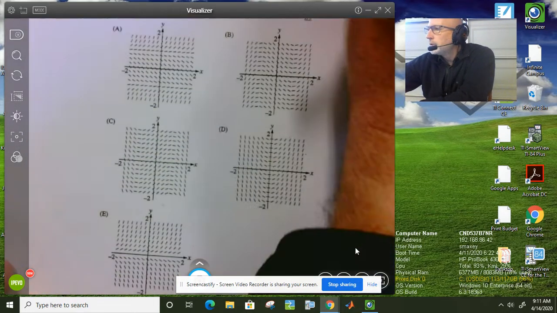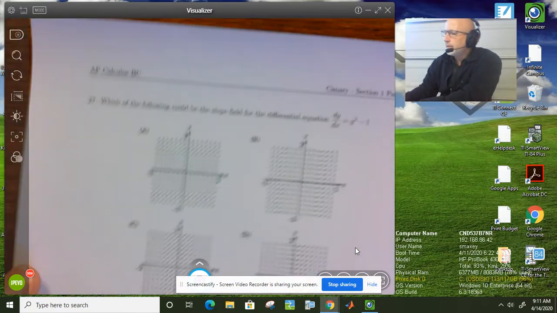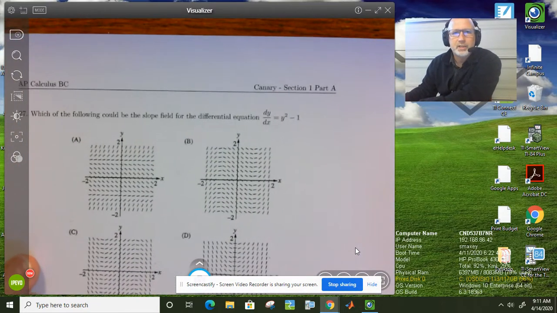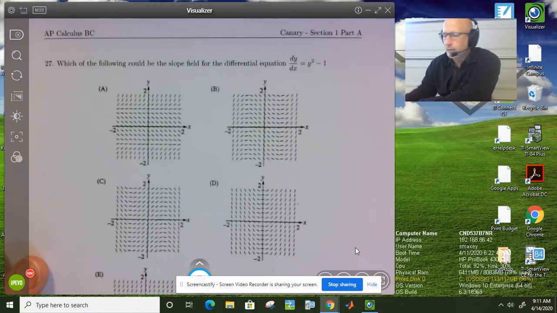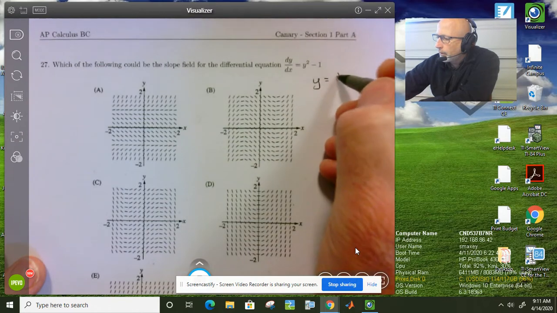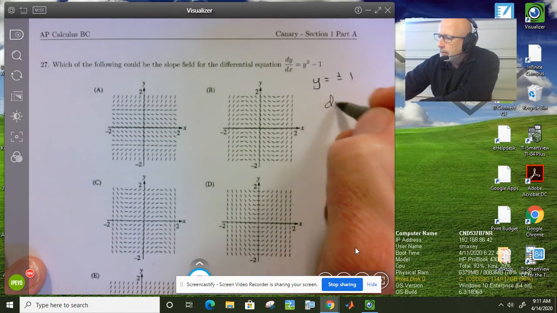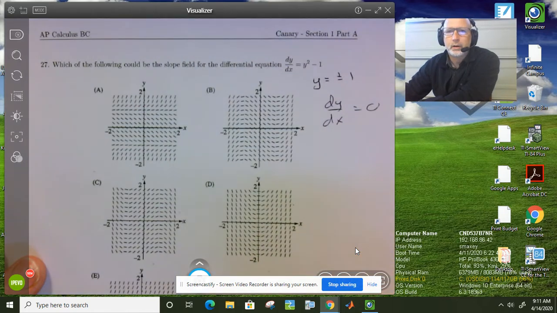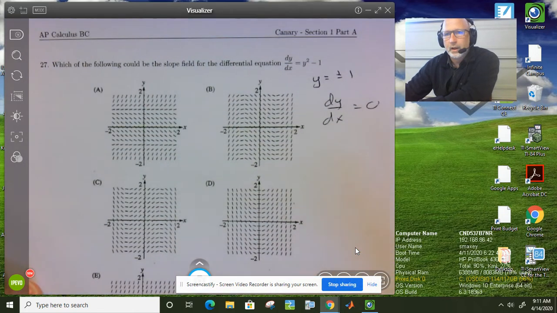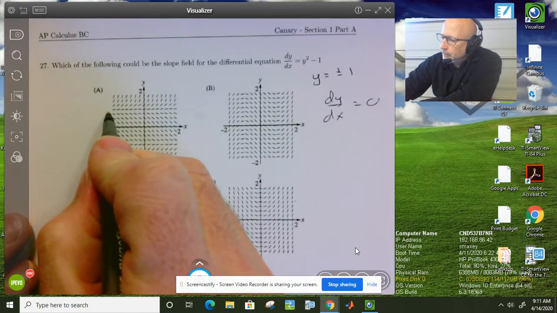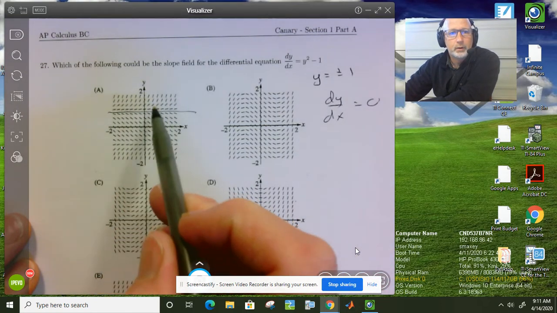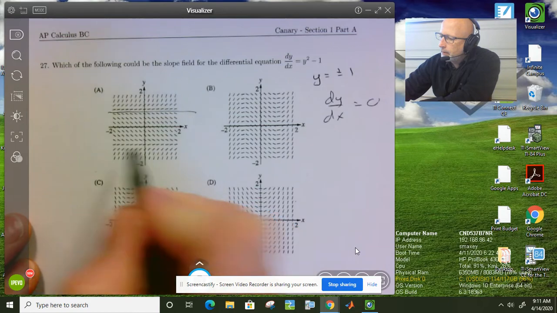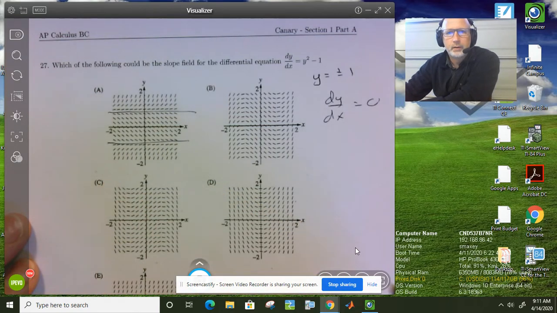Okay, next question, 27. Which of the following could be the slope field for the differential equation? So typically, how I do this one is I start off by saying, okay, what will make it equal to 0? So you notice if y is equal to plus or minus 1, then dy dx is going to be equal to 0. So I'm just going to go to these graphs and look at 1 and negative 1 and determine if that slope is equal to 0. So 1 looks like it's about right there, and it does look like the slope is honing in on 0 there. Negative 1 is going to be down there, and it also looks like it's honing in on 0 there.